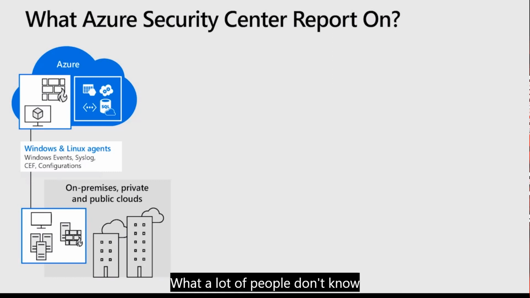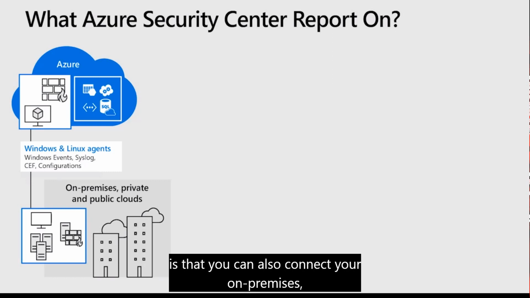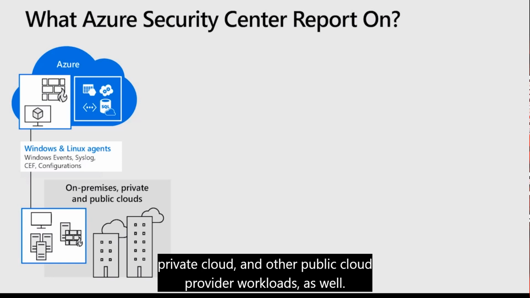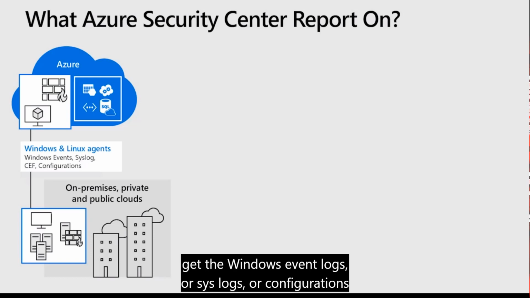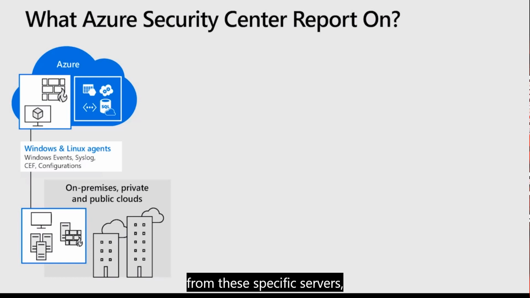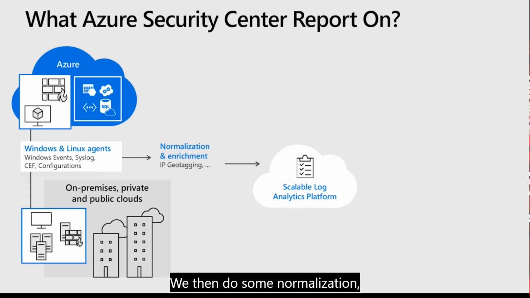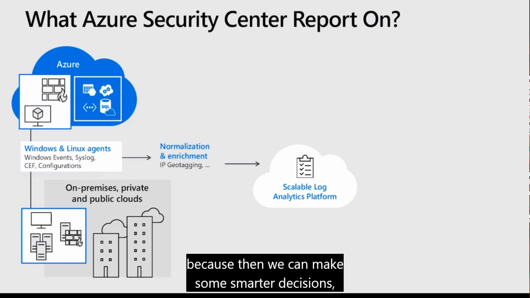What a lot of people don't know is that you can also connect your on-premises, private cloud, and other public cloud provider workloads as well. So how are we actually doing that? By using Windows and Linux agents, which then can go and get the Windows event log or syslogs or configurations from these specific servers and other services as well. We then do some normalization and we add some additional information to these logs with the agent, because then we can make some smarter decisions and give you some smarter recommendations as well.